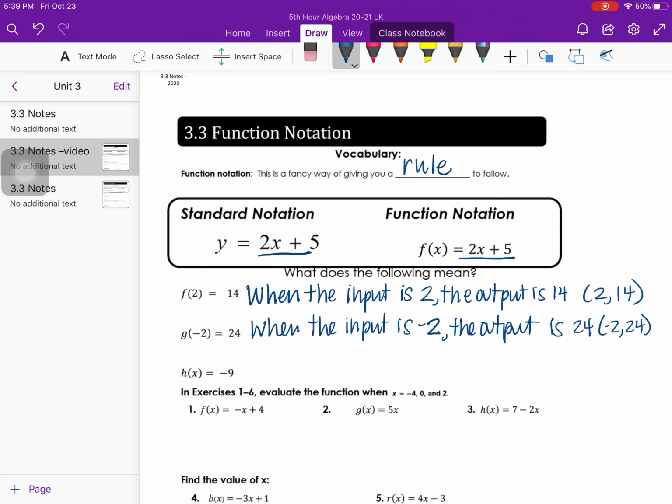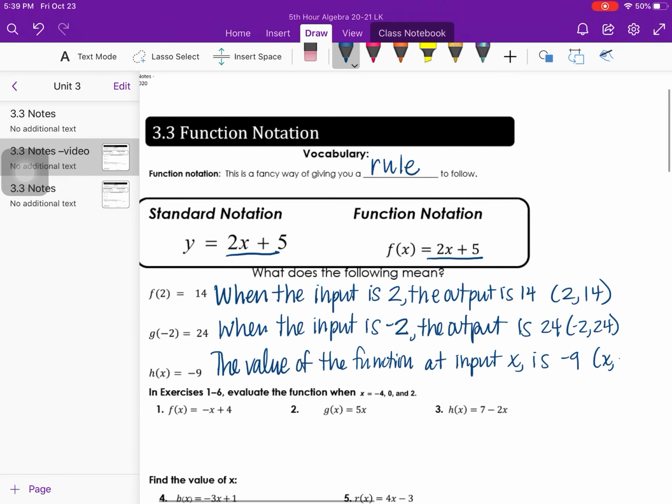Our next one has a variable input. So we can say the value of the function at input x is -9. So that would be the ordered pair x, -9.